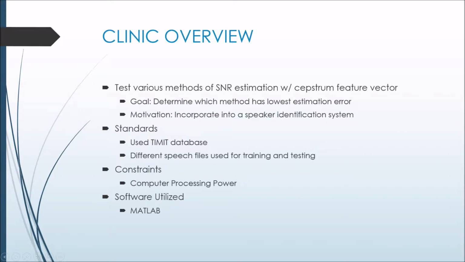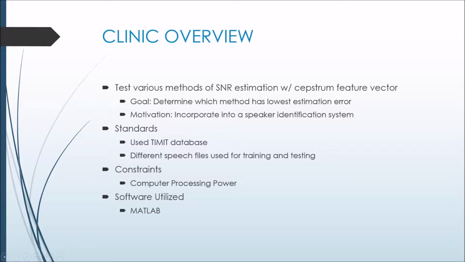The purpose of this clinic was to test various methods of SNR estimation using the Kepstrom feature vector. There are multiple feature vectors that can represent a person's speech. We just chose the Kepstrom feature vector for this particular clinic. And the overall goal was to determine which method had the lowest estimation error.